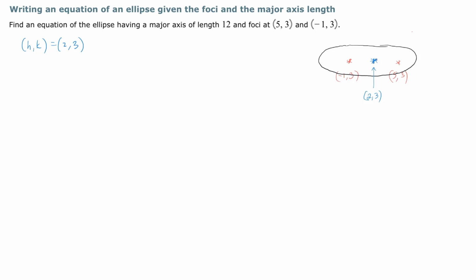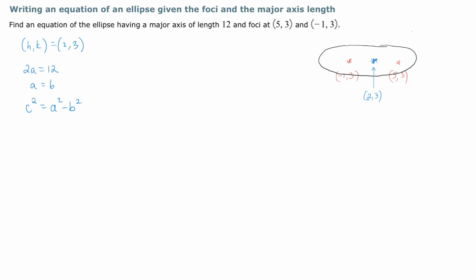Now, the major axis, remember, is equal to 2a. So 2 times a is equal to 12. So a is equal to 6. The only thing left to find is b. And we have a relationship between the distances of the foci from the center and half the distance of the minor axis and the major axis. And it's related by c squared is equal to a squared minus b squared.